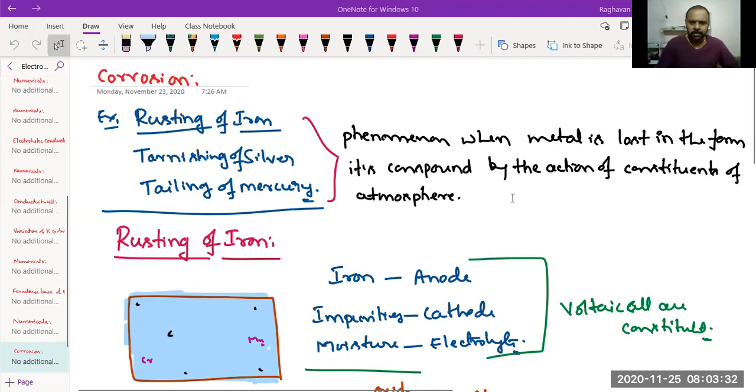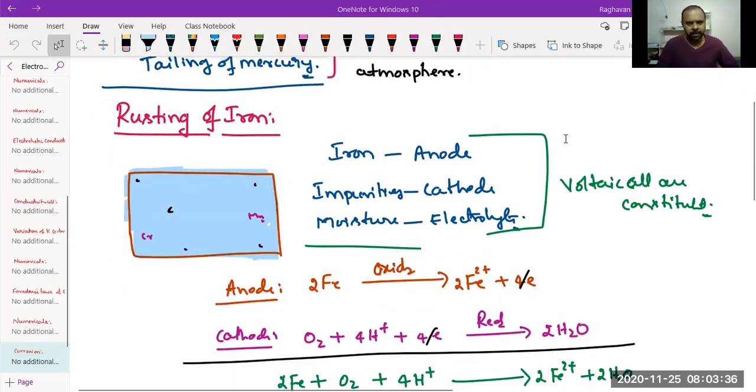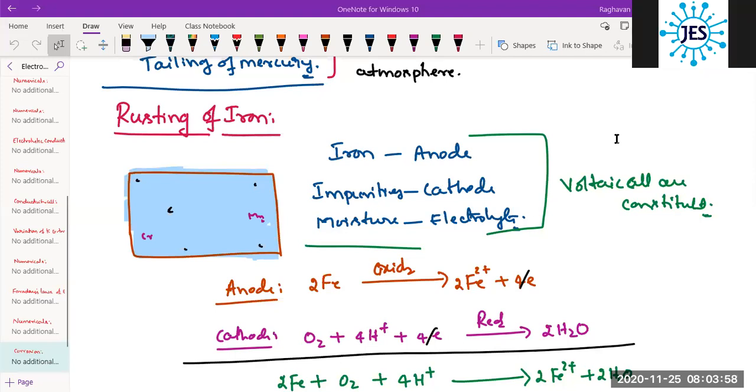So different metals undergo corrosion. Rusting of iron is an example here. You take any iron, any form of iron. When I say any form of iron, there is wrought iron, there is steel, there is cast iron. Cast iron is the most impure form, wrought iron is the most pure form, whereas steel has a moderate percentage of carbon, but it is the most useful form of iron actually.